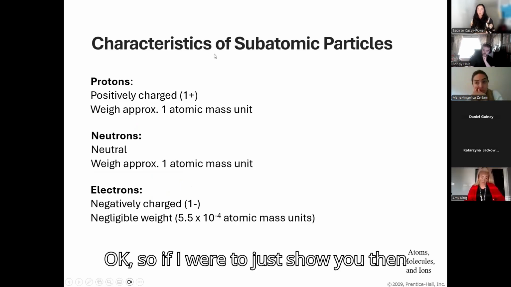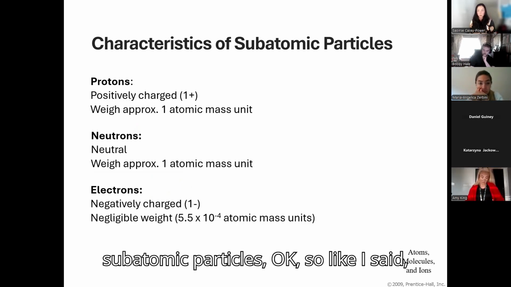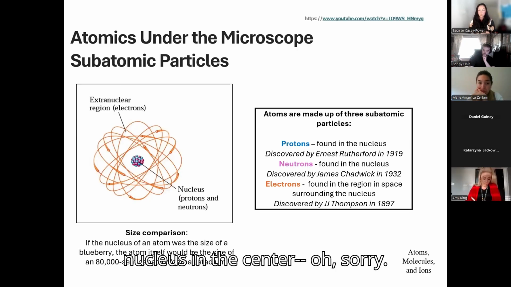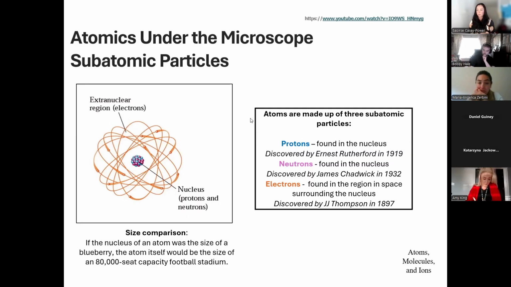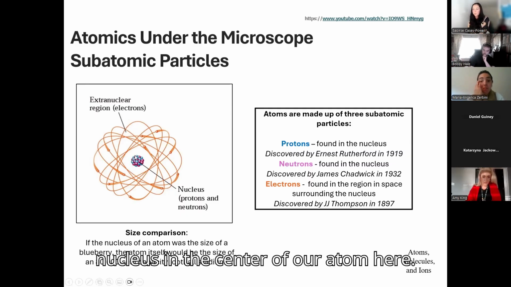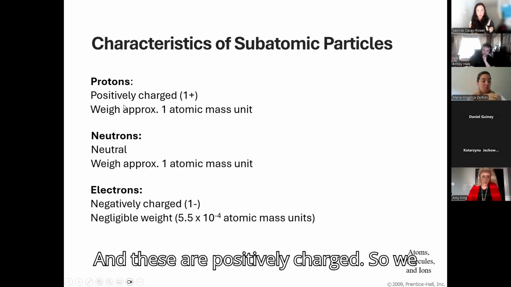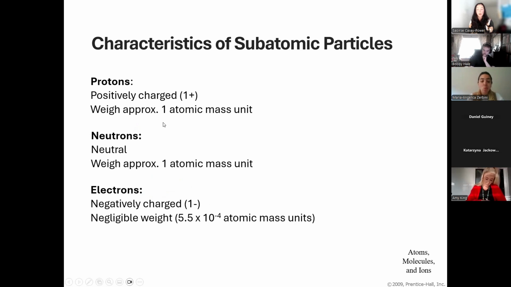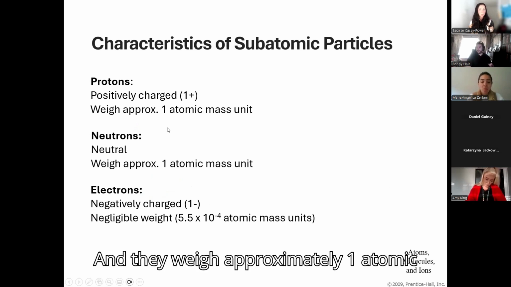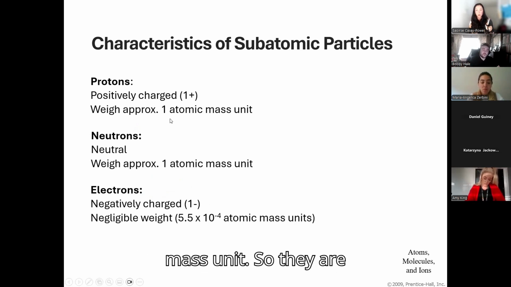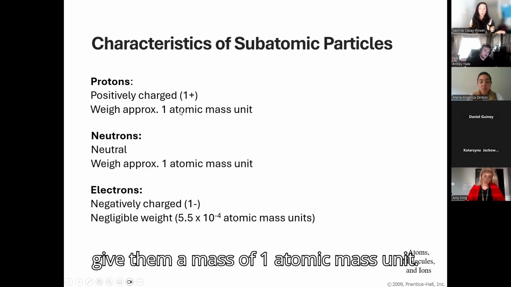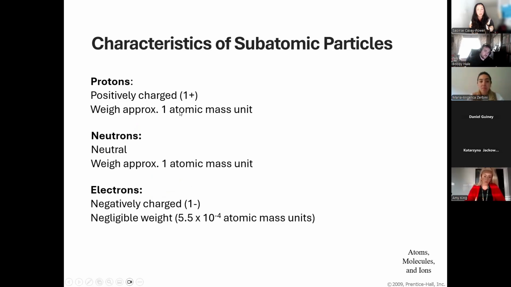Now let's look at the common characteristics of these subatomic particles. Like I said, we have protons. These are in the nucleus, in the center of our atom, and they are positively charged. We typically give them a charge of +1, and they weigh approximately 1 atomic mass unit. They are tiny subatomic particles, but we give them a mass of 1 atomic mass unit and an overall charge of +1.